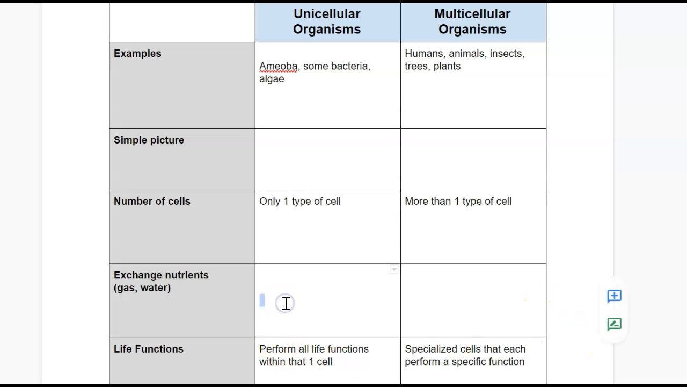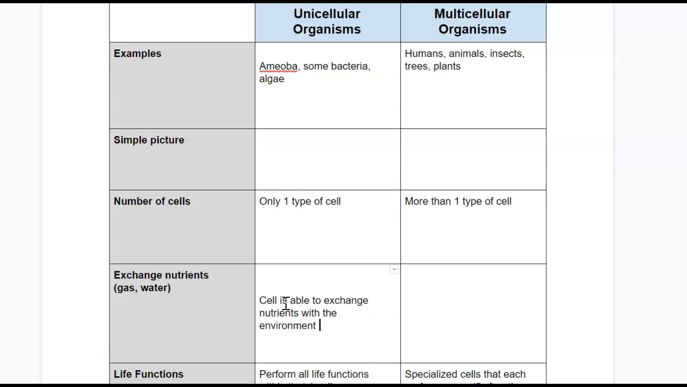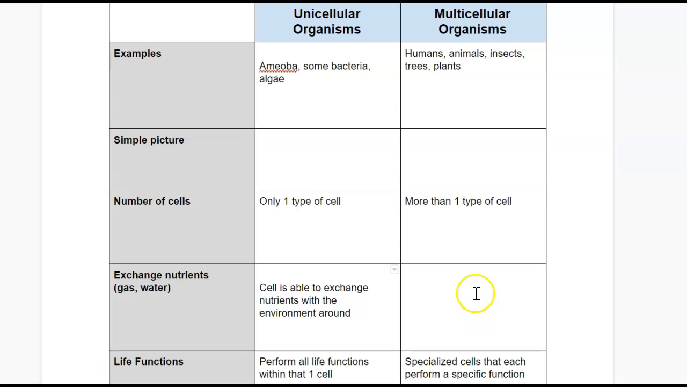And along with exchanging nutrients: for unicellular organisms, the cell is able to exchange nutrients with the environment around it, because again, it has all of those life functions within that cell. For multicellular organisms, there are transport systems. Transport systems help the cells exchange nutrients with the outside environment.